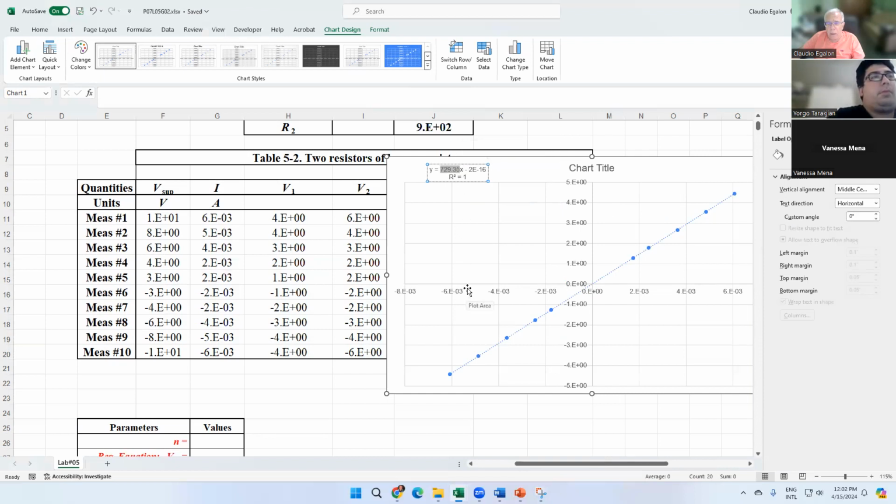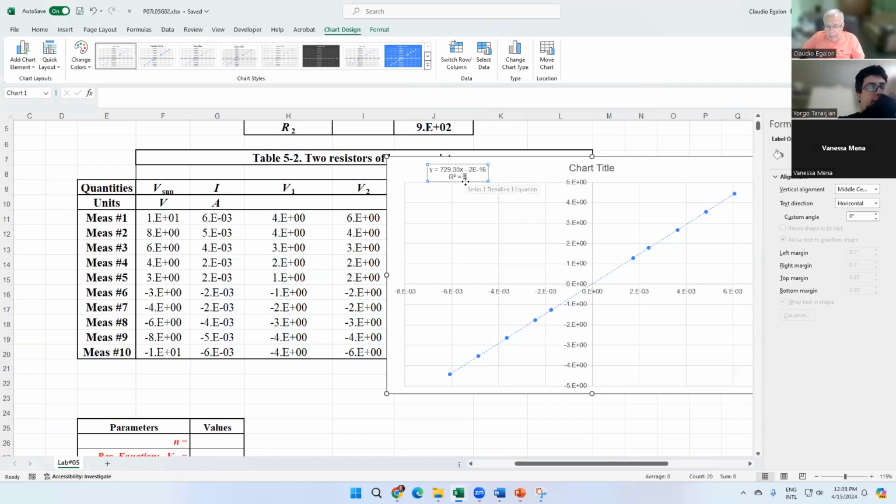No, just the y-intercept. Okay, yeah, the y-intercept you leave this way because you see that 10 to the minus 16. 10 to the minus 16 is a very small number, so you don't want to put 0.00000, right? Yeah. So leave this way. But then you might want to change this one here.